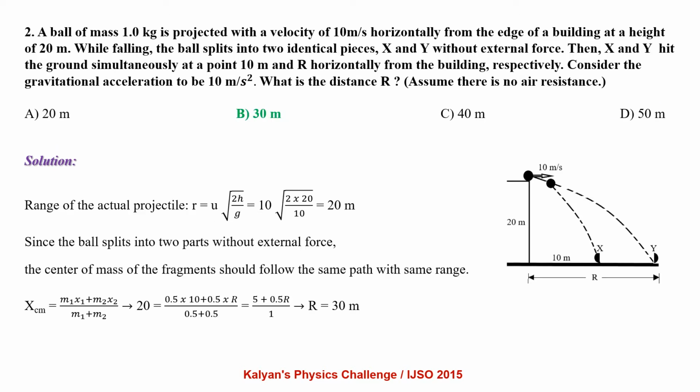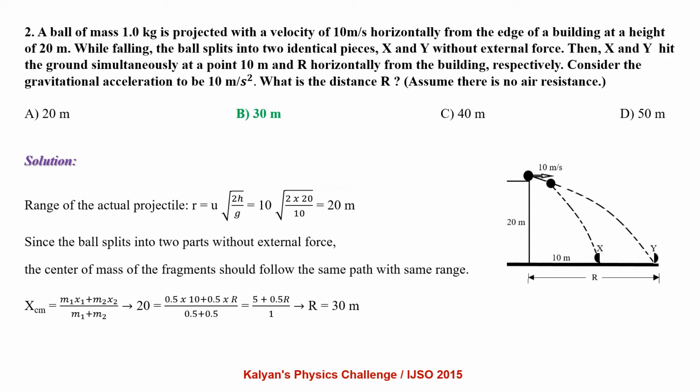A ball of mass 1 kg is projected with a velocity of 10 meter per second horizontally from the edge of a building at a height of 20 meter. While falling, the ball splits into two identical pieces, x and y, without external force. Then x and y hit the ground simultaneously at a point 10 meter and r horizontally from the building respectively. Consider the gravitational acceleration to be 10 meter per second square. What is the distance r? Assume there is no air resistance.